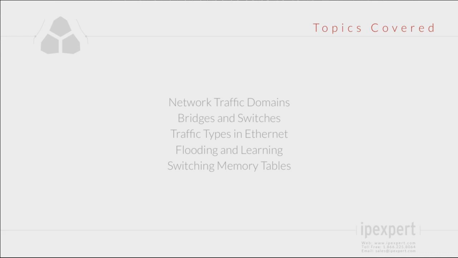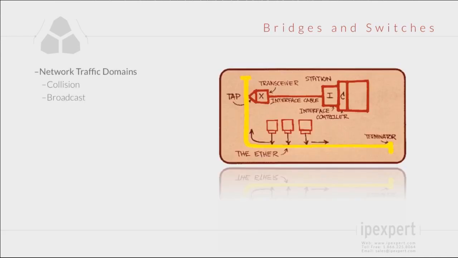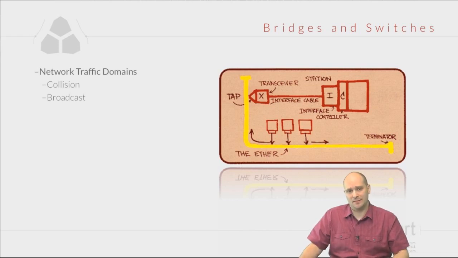In other words, we're going to talk about how switches store the information they learn about the addresses in the network. When we are talking about network traffic domains, we are really talking about the collision domain and the broadcast domain. Let me explain that a little bit.